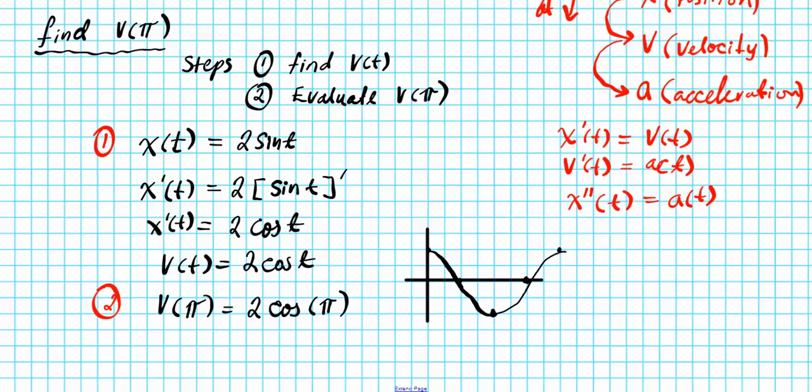All right, but we're looking for cosine of pi. Pi is right here at the center. So when you trace pi to the function, it takes you to the minimum of the cosine function, which is -1. Okay, so v of pi is 2 times -1, which is -2.